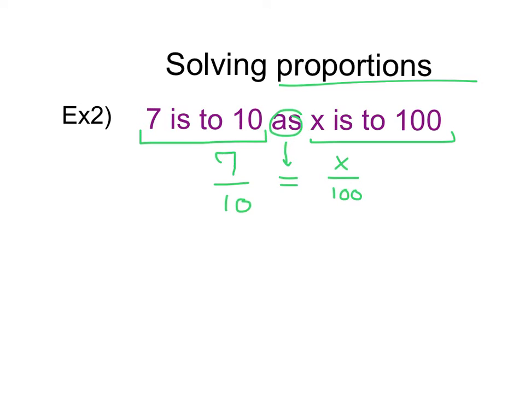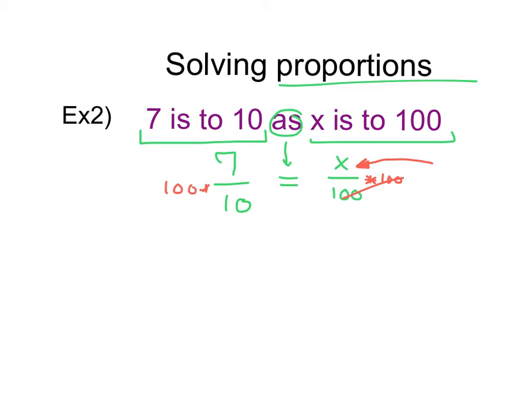If you look at this one, it looks very similar to that last proportion, where we want to get x alone and determine what x would have to be in order for this proportion to be a true statement, that 7/10 would equal x/100. So again, we need to undo the division underneath the x by multiplying both sides by 100.